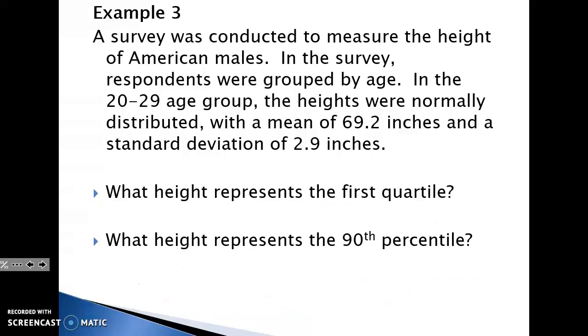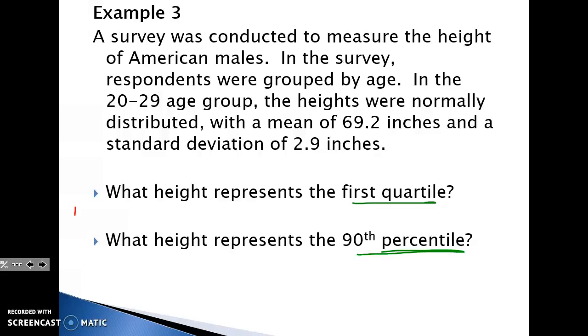Okay, last example, and this one seems to create a little bit of confusion because we switch gears from being given percent and introduce quartile and then percentile, so let's follow closely and we should be okay. A survey was conducted to measure the height of American males. In the survey, respondents were grouped by age. In the 20 to 29 age group, the heights were normally distributed with a mean of 69.2 inches and a standard deviation of 2.9 inches. What height represents the first quartile?